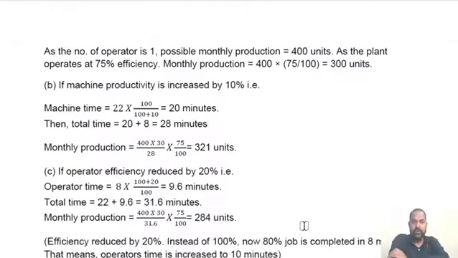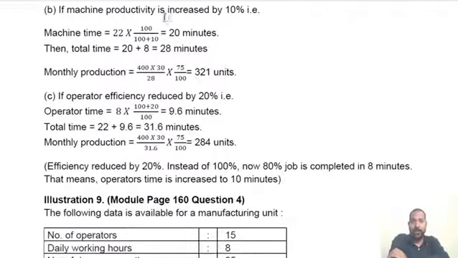Let's come to the solution for the second part, which is B. The machine productivity is increased by 10%. Machine time is 22 into 100 upon 110, which I told you how, 20 minutes. Total time 28 minutes. They have calculated a monthly production and then taken 75% of it, which I think is terribly and thoroughly incorrect.